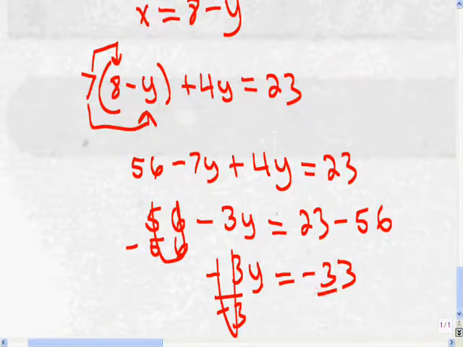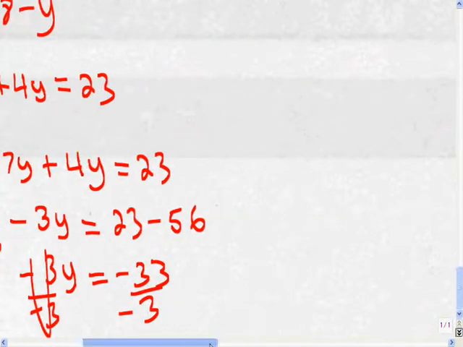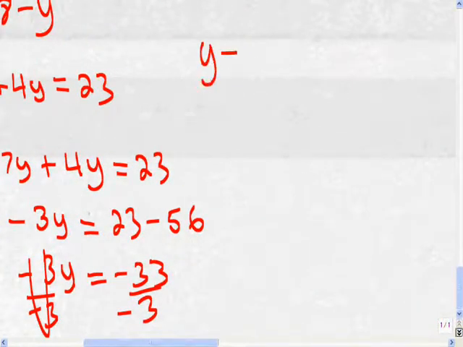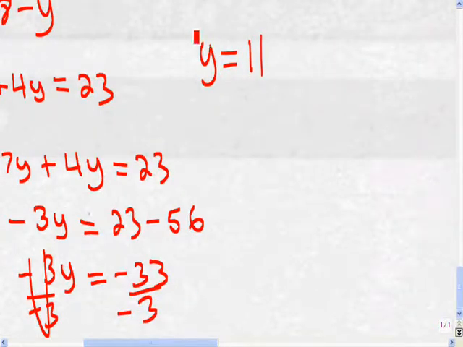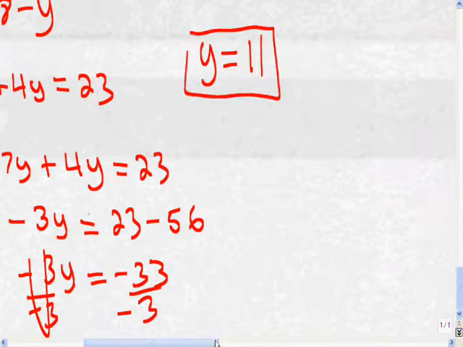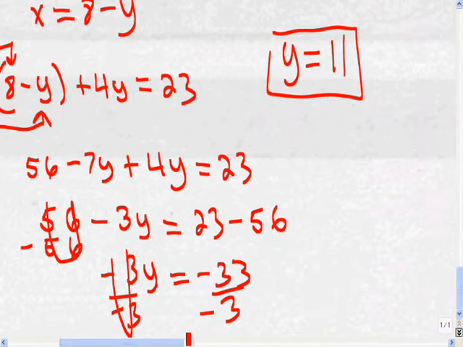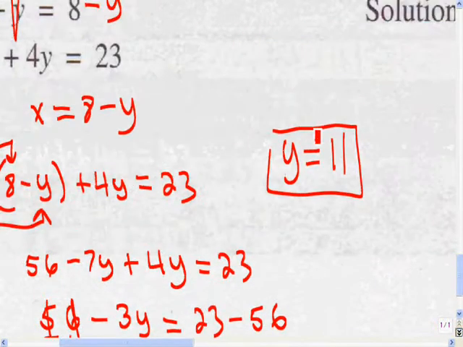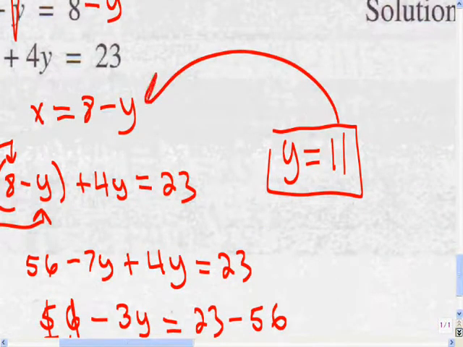Divide both sides by negative 3. And y equals 11. Because negative 33 divided by negative 3 equals a positive 11. So now I know what y is. y equals 11. Now to figure out what x is, all I've got to do is plug this 11 into this equation.